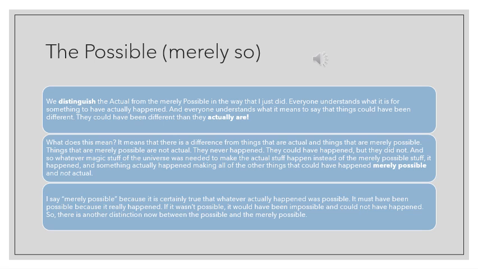Now, I say merely possible because it's certainly true that whatever actually happened was itself possible among the possibilities. It must have been possible because it really happened, right? If it wasn't possible, it would have been impossible and could not have happened. So there's another distinction that we also need to make between the possible and the merely possible. Possible things include the current actual moment, but things that are merely possible don't include what is actual.